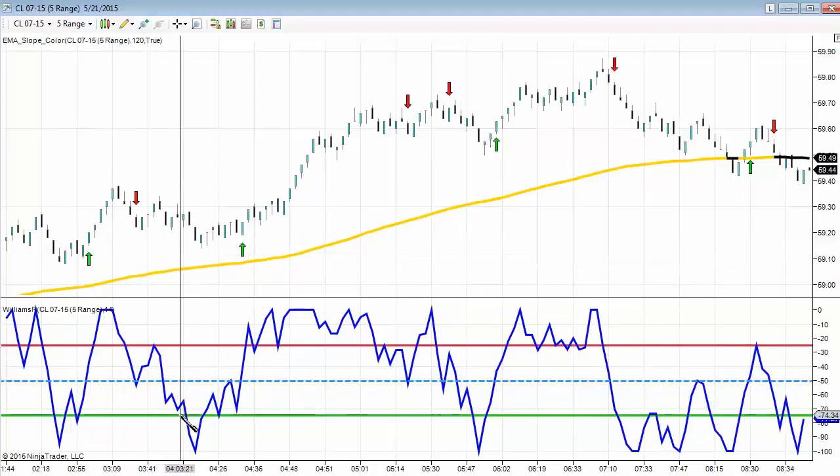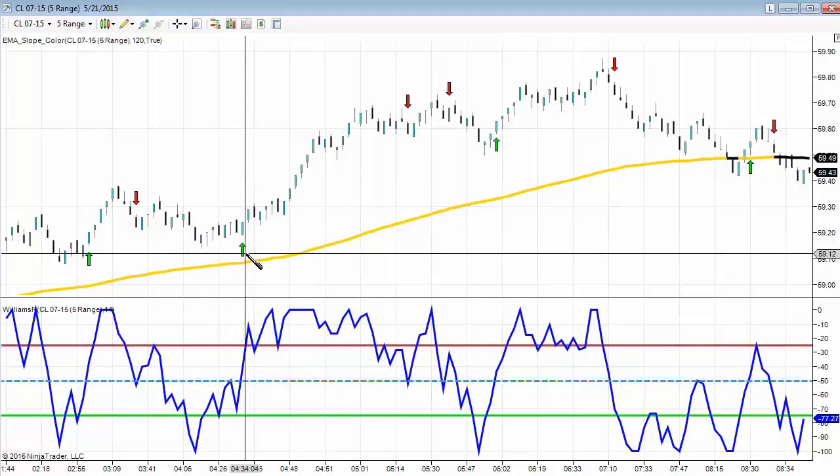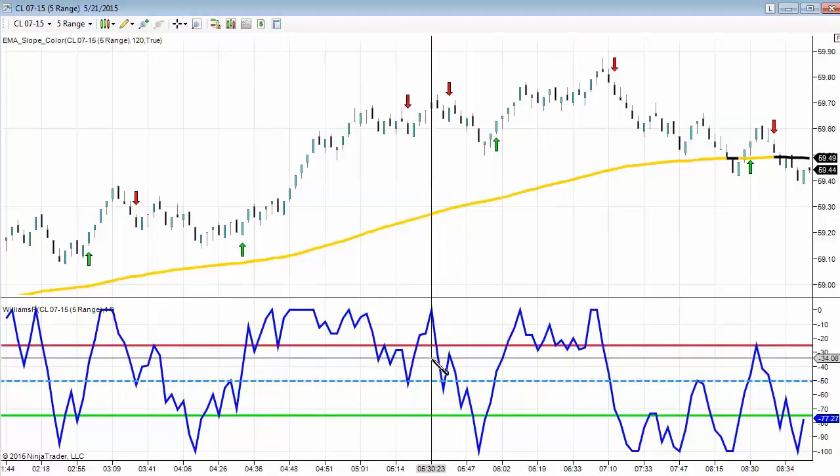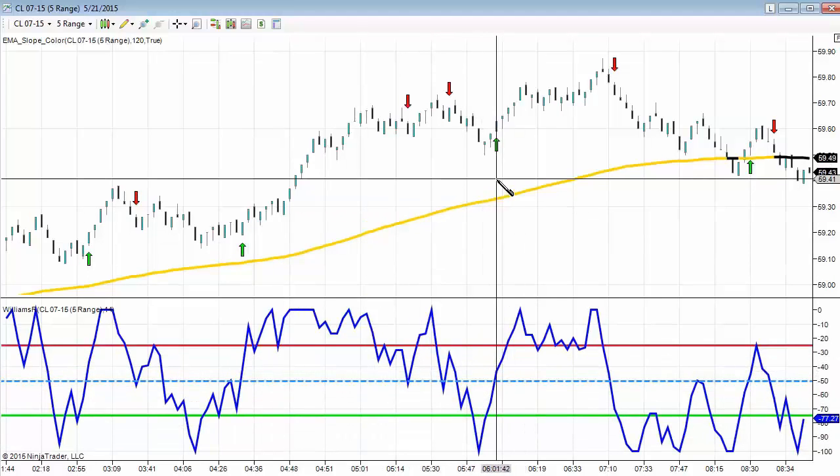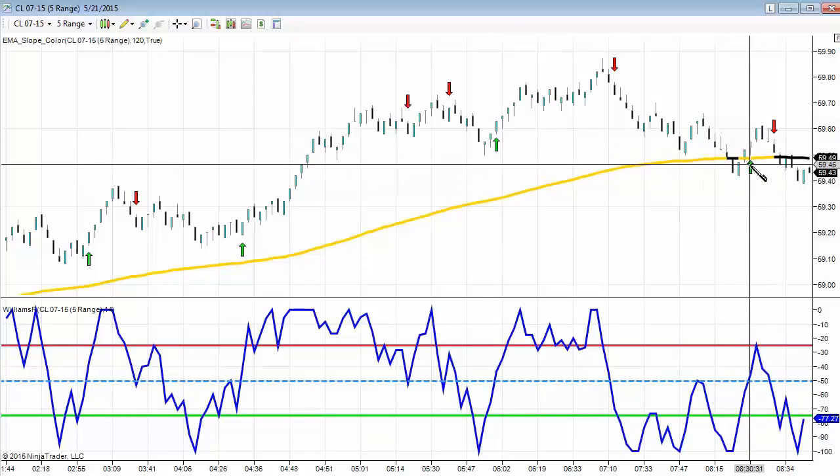So again, comes down, touches the green, closes above the blue right here, put a green arrow. Comes down, touches the green, closes above, put a green arrow. And same thing for here. Those are where potential entry signals exist.